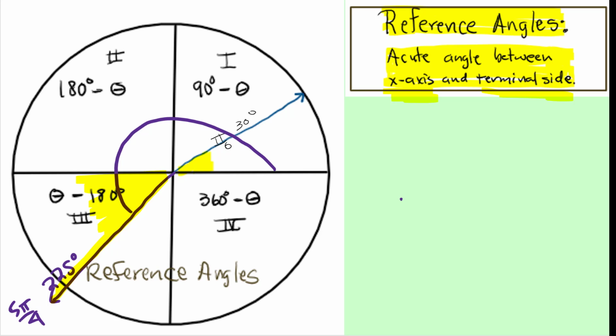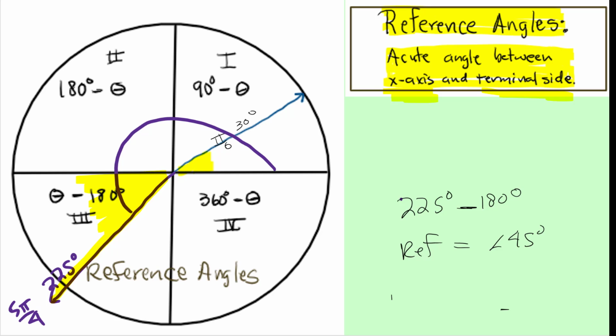Reference angle is kind of like the absolute value, the distance between the x-axis and the terminal side, subtract the x-axis or something like that. In fact, here for the third quadrant, here's the formula. It's the terminal angle, so 225 degrees, subtract 180. Well, that reference angle then is a 45-degree angle.